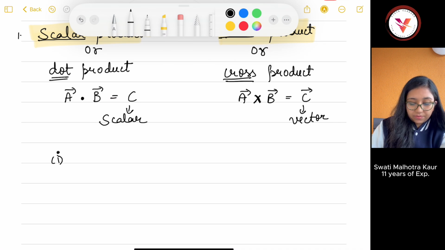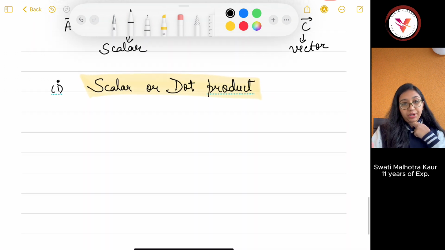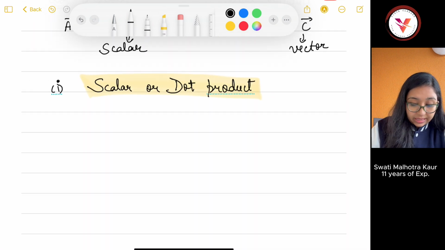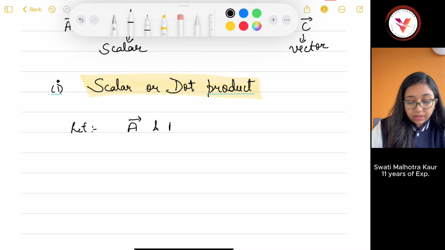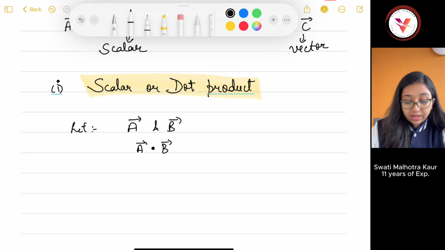scalar or dot product. Okay, so I have already told you that a scalar or dot product is written as, let's say you have two vectors. Let's consider two vectors, a vector and b vector. Now, if you have to do a scalar product, you have to put a dot here in the middle, b vector, and you get a c, which is a scalar.